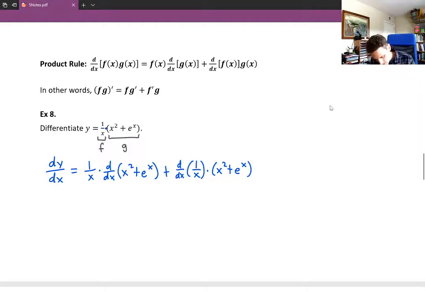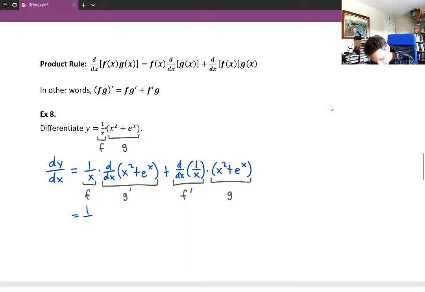Just to follow what's going on here, 1 over x is f. The derivative here is g prime. And then you have plus f prime times g. So it's pretty simple to use. Now all you have to do is take the derivatives of the smaller functions. And this is what the product rule is doing. It's taking the derivative of a more complicated function and breaking it down into derivatives of smaller functions that hopefully you can handle.